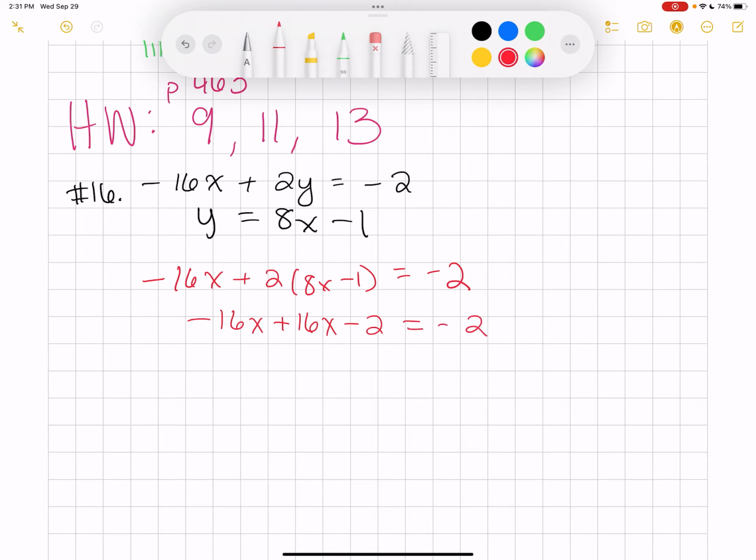What do you notice here? It's going to be like 0 equals 0. Yeah. Okay, the 16x terms are going to go away. So I'm going to have negative 2 is equal to negative 2. How often is that true? None. Negative 2 is not equal to negative 2. Wait. Infinite. Yeah. Okay, this is always true, so infinitely many solutions.